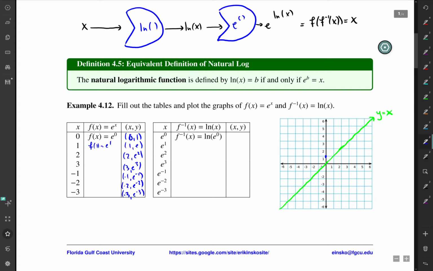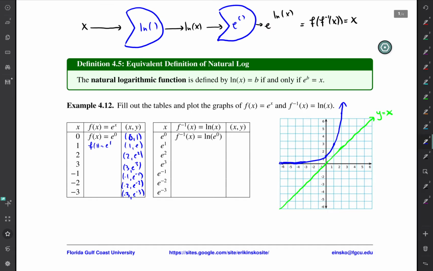So this is 1, and e is like 2.72. E squared is already 7, so this graph grows really quickly. It starts off down by 0, it goes through 0, 1, it goes through 1, e, and then 2, e squared, 3, e cubed, etc. And now we want to fill out this other table for ln of x.